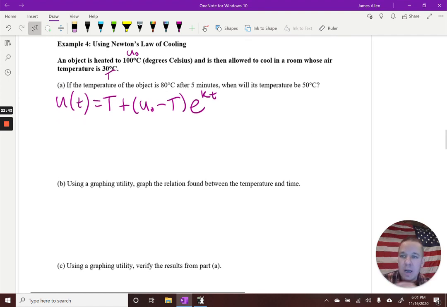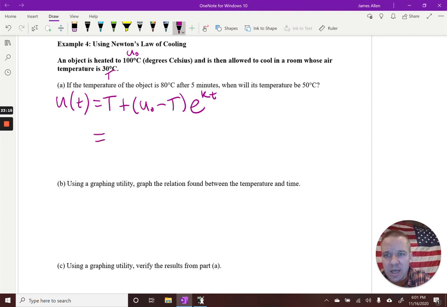Then it says, if the temperature of the object is 80 degrees after 5 minutes, when will its temperature be 50 degrees Celsius? So this is a similar kind of question, just a different formula, to when the bacteria grows to a certain amount or decays to a certain amount. When is it going to be this? Okay, that's the same idea here. So you're going to see some similar math, just a different, kind of uglier formula.